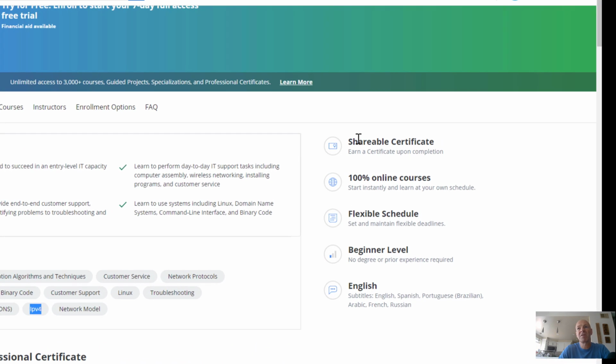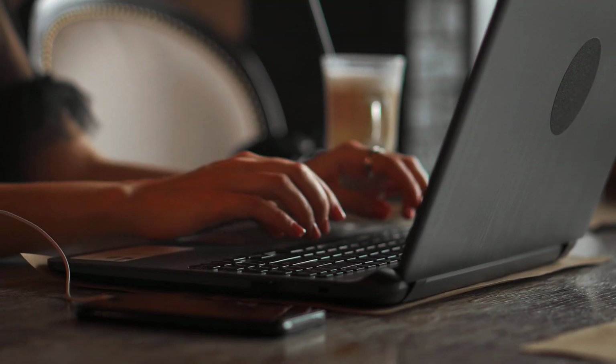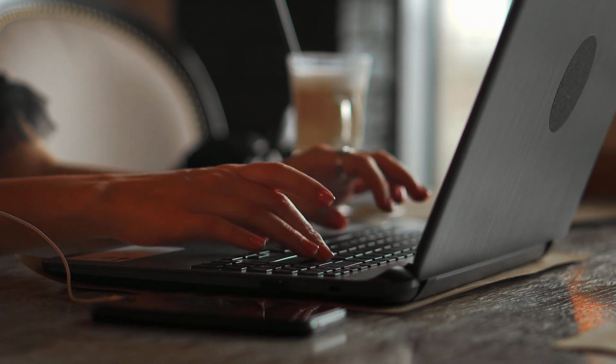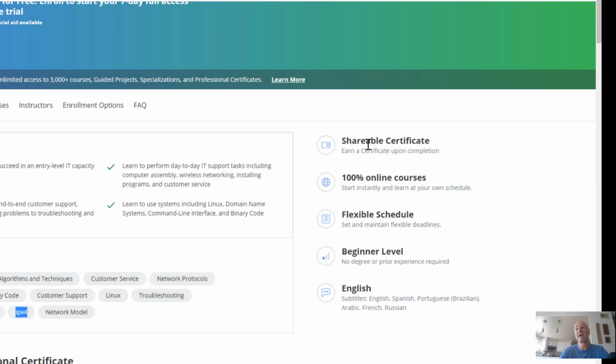So there's a shareable certificate. You can earn it upon completion of the course. These courses are 100% online, so there's nothing you need to do, especially now during the pandemic. You don't have to go anywhere. You can start learning whenever it pleases you, if it's at 1 o'clock in the morning or at 11 o'clock at night or anything in between. You can learn and study at your own schedule.